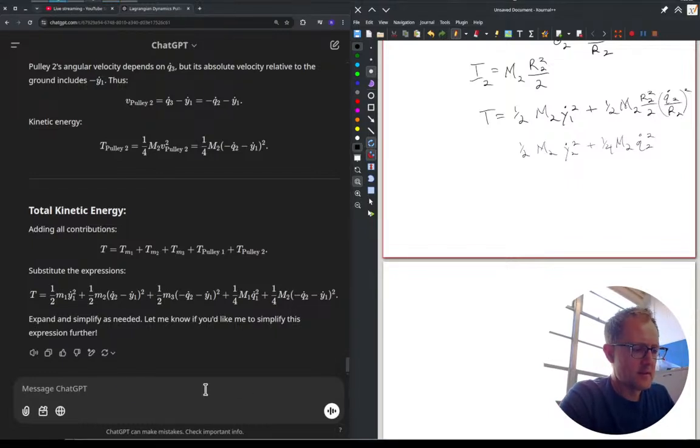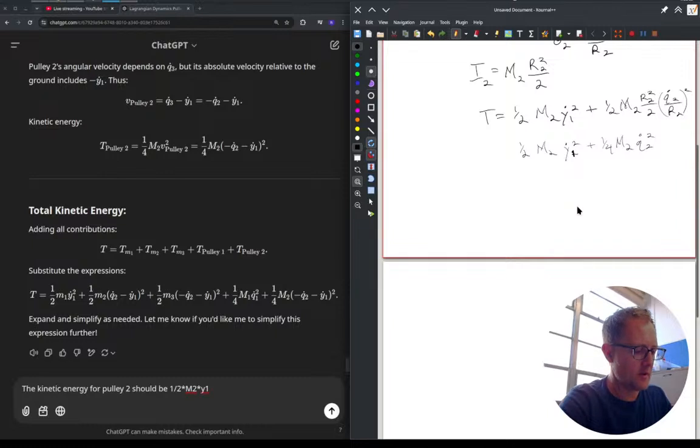So let's jump in here and try to correct it. The kinetic energy for pulley 2 should be 1/2 times M2 times Y1 squared, plus 1/4 times M2 times Q2 squared.